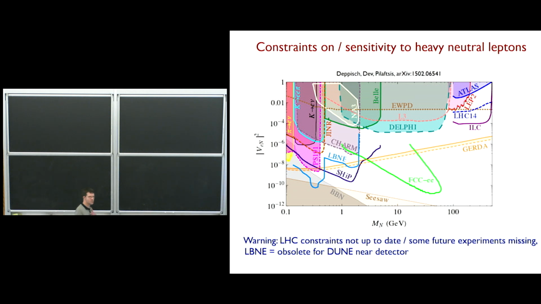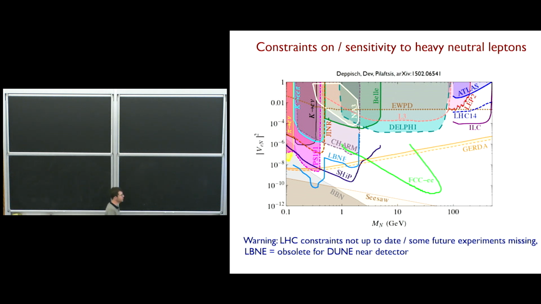Okay, now, because I wanted to spend a lot of time on this. So this is a nice plot. It's a bit old, so it's not completely up to date, but it's nice. That's the reason why I'm showing it, and it's better to discuss it. The warning is that the LHC constraints are not up to date. I will then show an updated plot. And some future experiments are missing, and you may wonder what LBNE means. It's obsolete. It was the former name of DUNE.